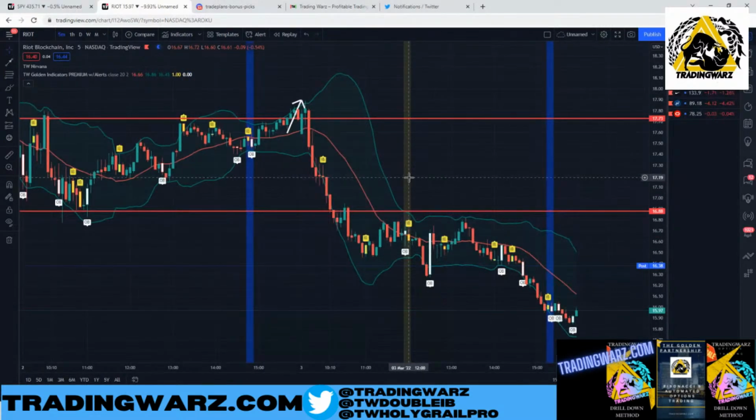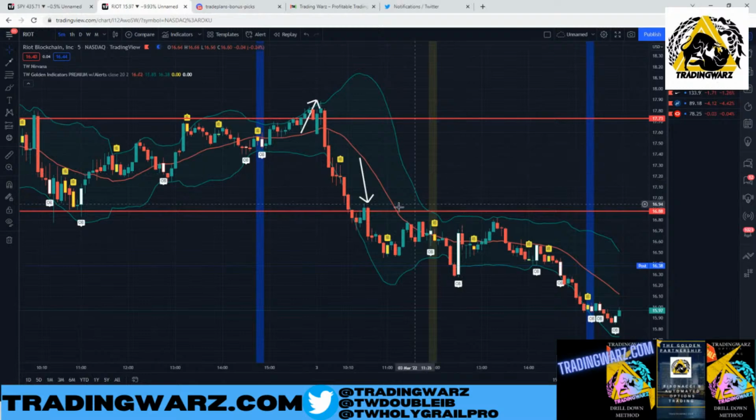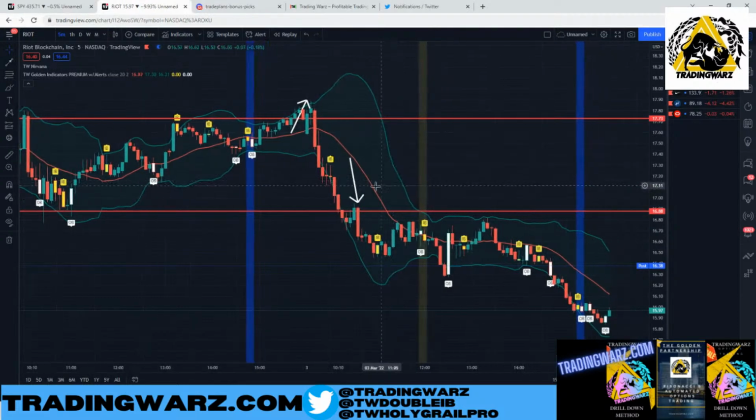And if you want to be very technical, you can wait for the retest right there if you want. Personally, I don't wait for that. I don't like waiting for retests because sometimes they just don't happen. So I'm always aggressive. So there we go. So this is an example of a trigger.